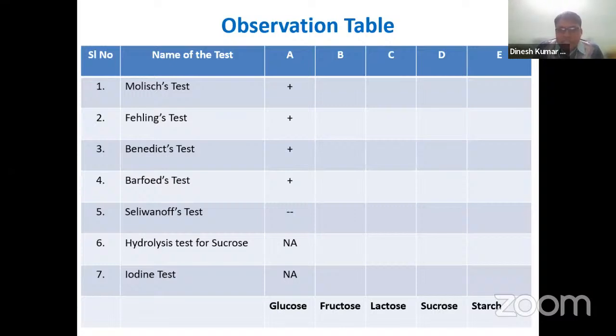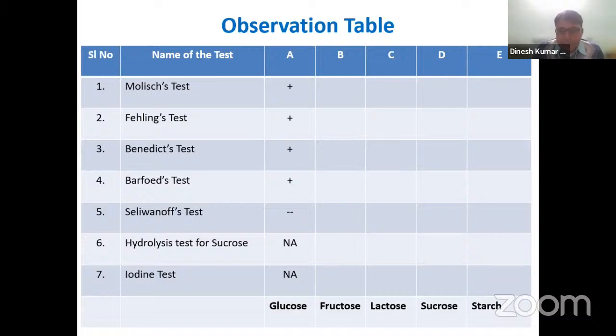So the example is shown in the A part, that it is positive for Molisch, which means it is a carbohydrate. Then it is showing positive for the Fehling test, that means it is a reducing sugar. Then it is positive for the Barfoed test, which means a monosaccharide is there. And it is negative for the Seliwanoff test. That means it has an aldehyde group, because if it had a ketone group, it would be positive, but it is negative, so it is an aldose sugar.